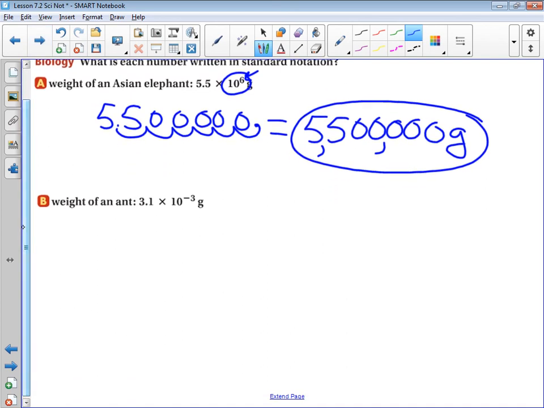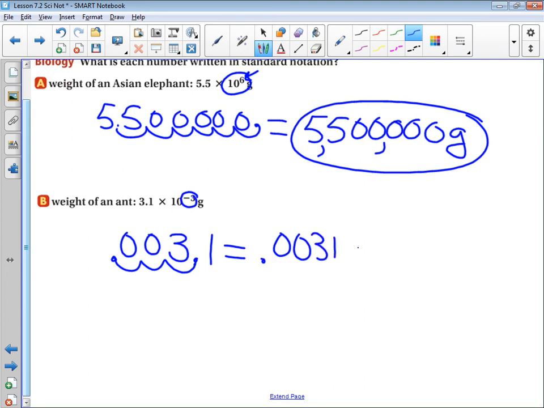The second one, the weight of an ant is 3.1 times 10 to the negative third grams. The negative 3 tells me it is a small number. So I write 3.1, and then I move backwards 3 times. 1, 2, 3. And then I rewrite it, 0.0031 grams.